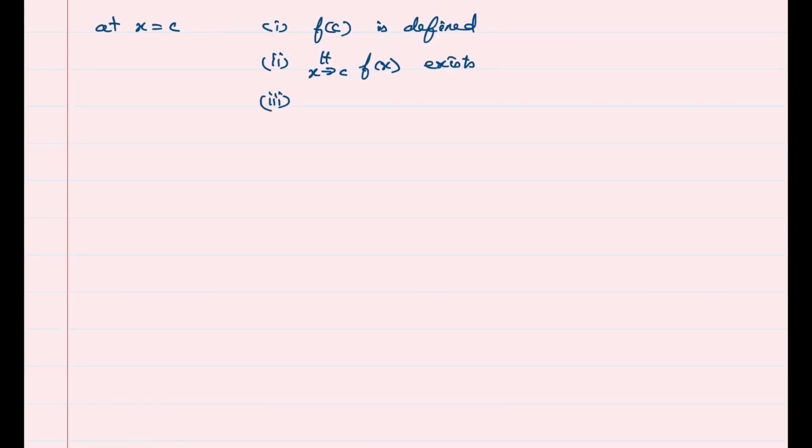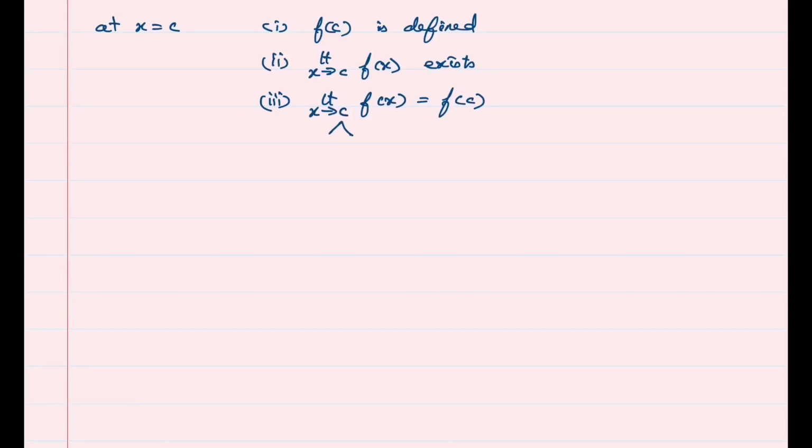So, for the function f of x to be continuous at x equal to c, the first condition is that f of c should be defined, that is, without any hole or gap at c. The second condition is that the limit as x tends to c of f of x should exist. And the third condition is that these two must be equal: the limit as x tends to c of f of x must be equal to f of c.